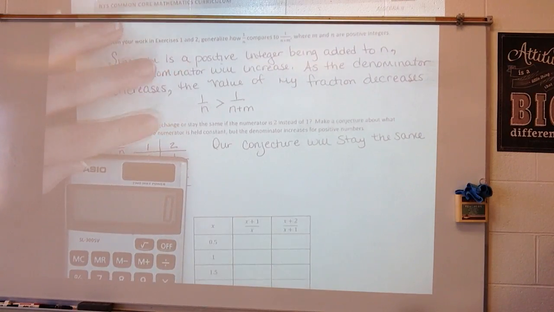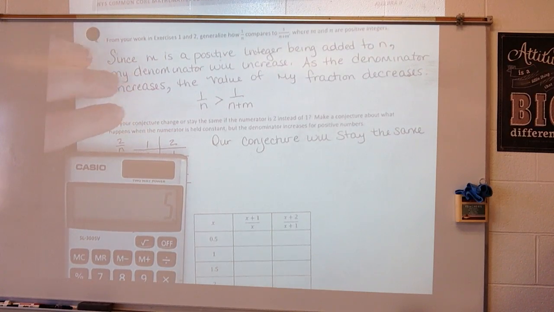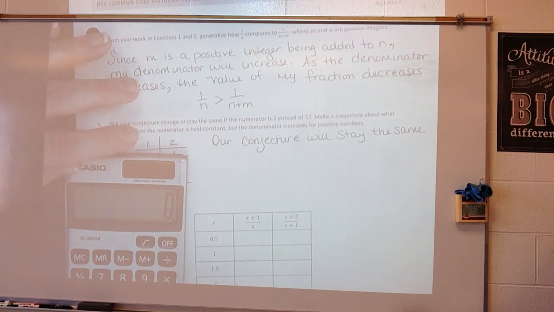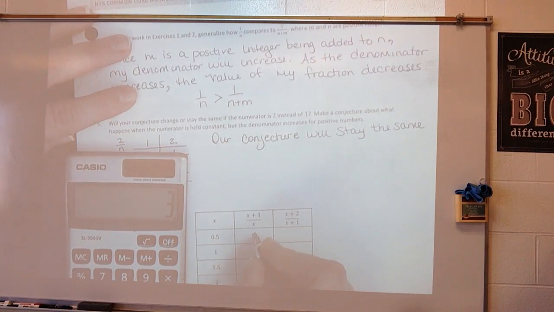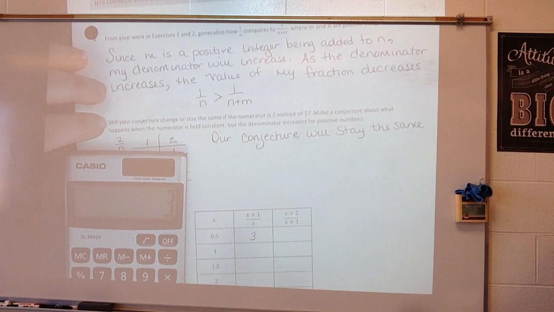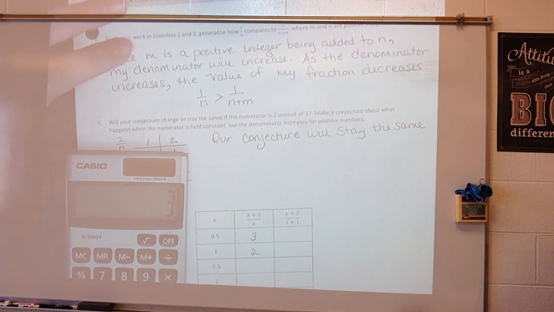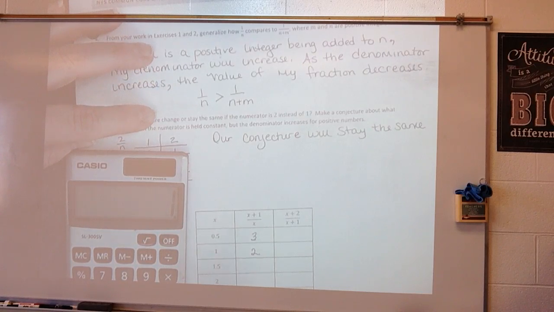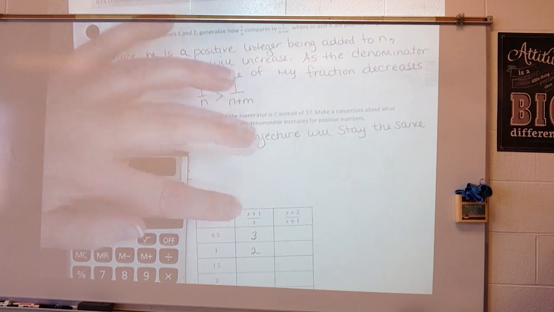So we're going to do 0.5 plus 1 divided by 0.5. All right. So 1.5 divided by 0.5 gives me 3. All right. So 1 plus 1 is 2. Divided by 1 is 2. All right. We're going to do 1 plus 1.5. And then we're going to divide that by 1.5.